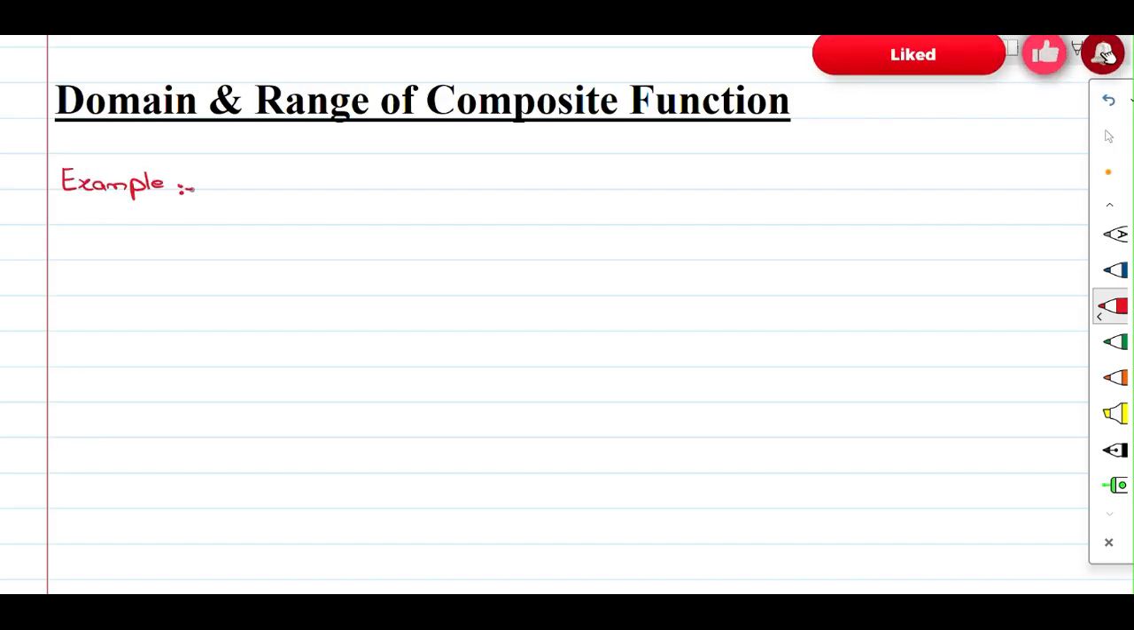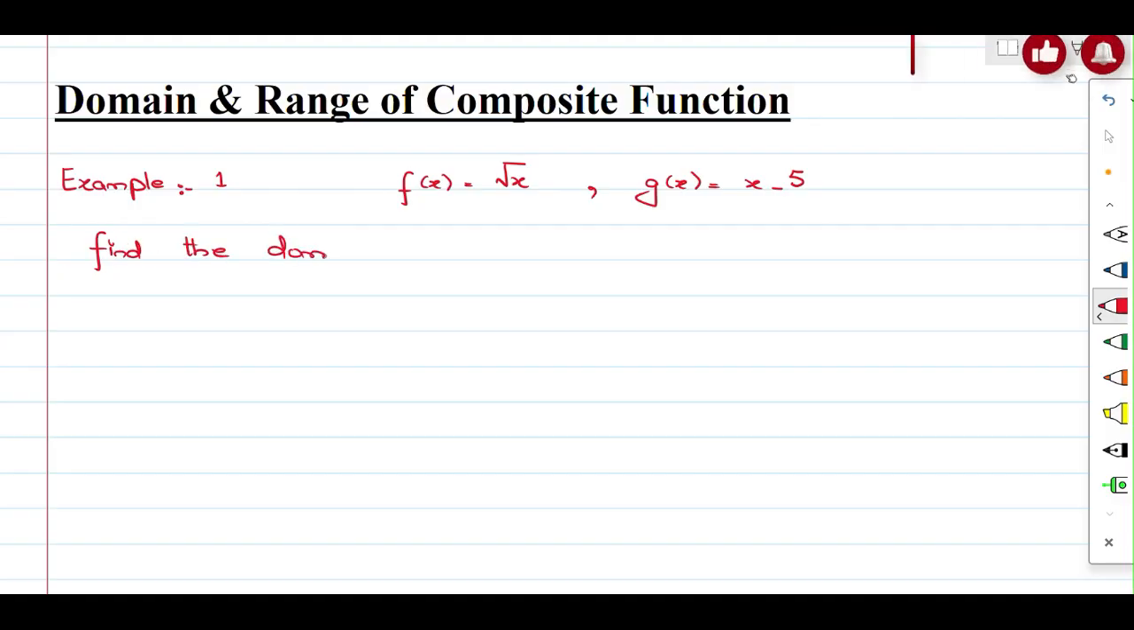Let's say I have the first example. We have a function f of x, which is root x, and the function g of x, which is x minus 5. So f of x is a radical function, g of x is a linear function. The question is: find the domain of f composition g of x.